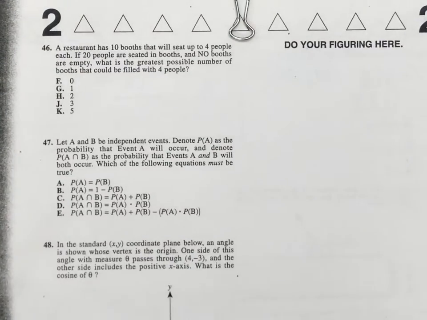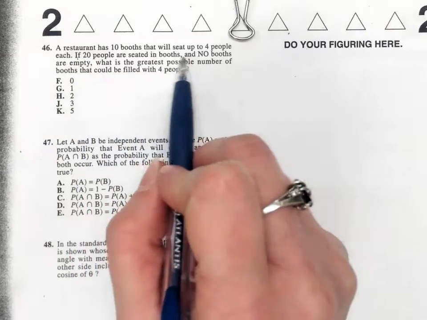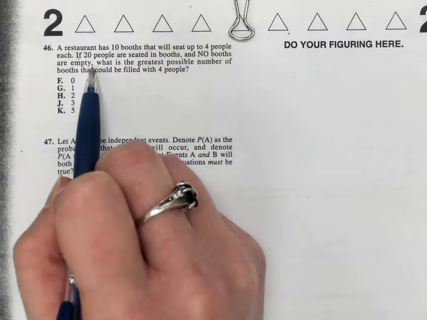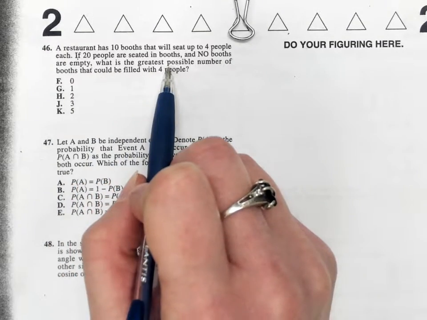Restaurant has 10 booths. That'll seat 4 people each. If 20 people are seated in booths and no booths are empty, what is the greatest possible number of booths that we can fill with 4 people?